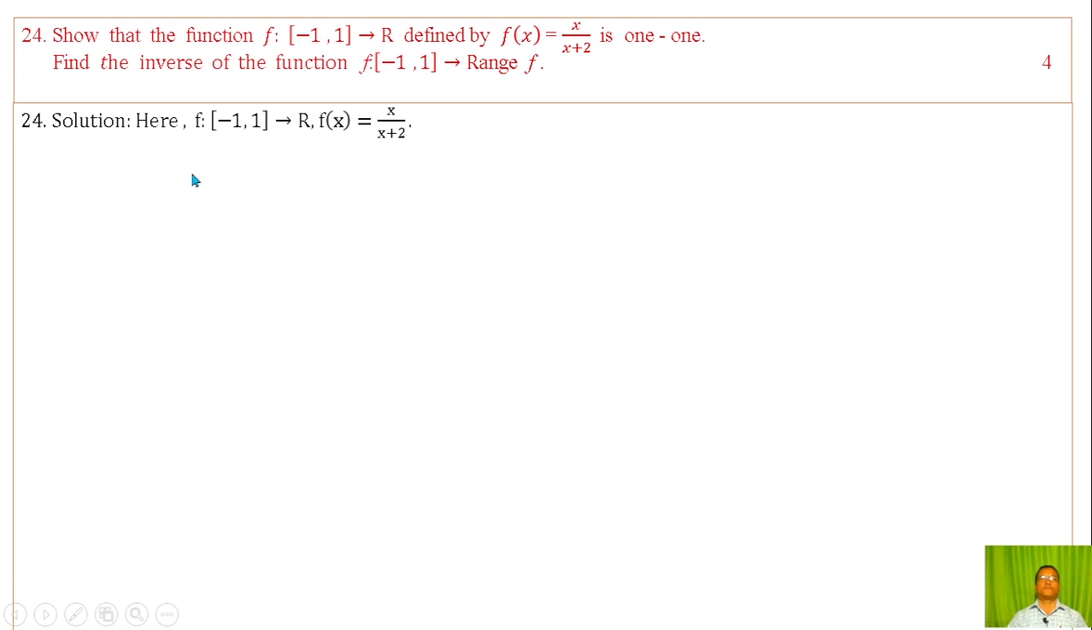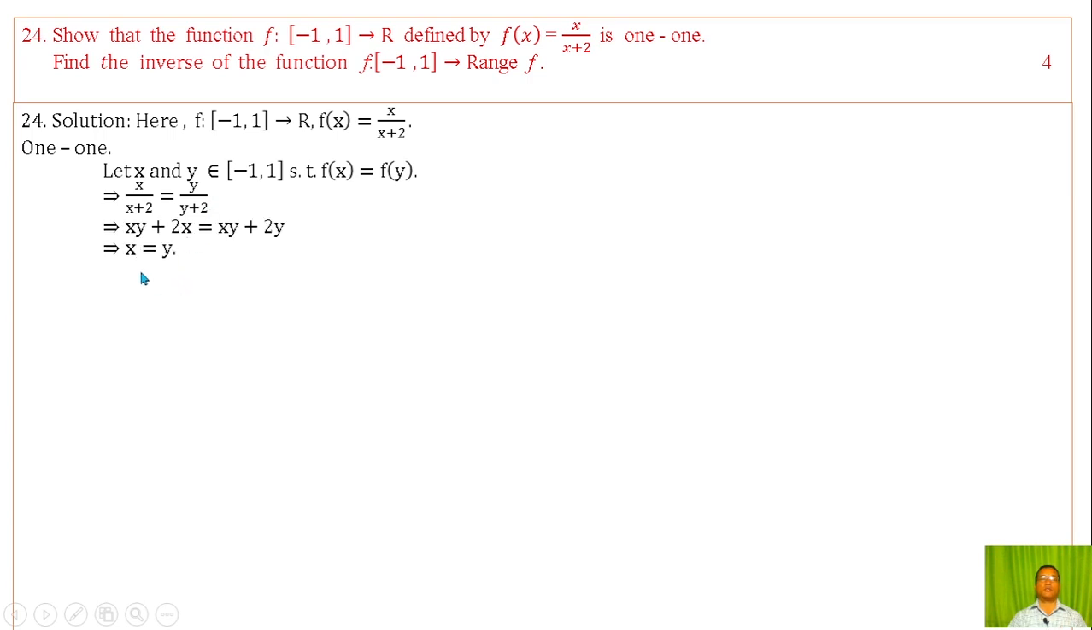For this one-one, let x and y belong to the closed interval such that f of x equal to f of y. But f of x whose value is x divided by x plus 2, and f of y is y divided by y plus 2. Cross multiply and cancelling, we get x equal to y. Unique solution. Therefore, f is one-one. First part is over.